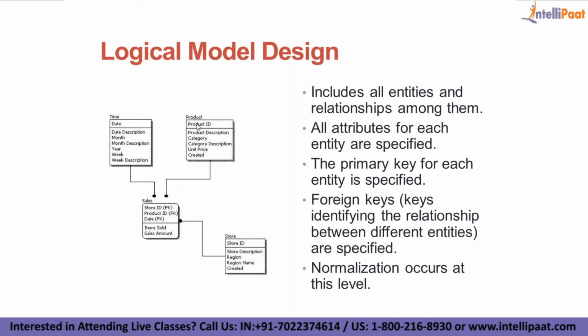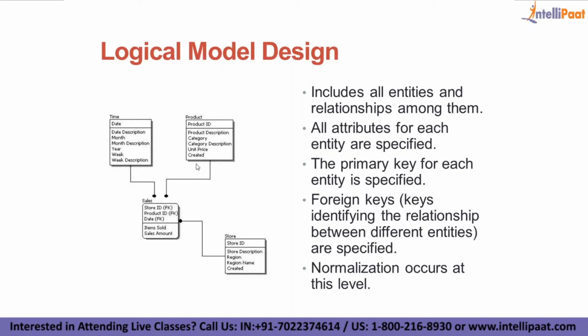So date description, month description, and year, week, all those. Whatever attributes you want to have, you can have all the attributes here. In the product entity, you can have product ID, product description, category, and category description, unit price, created time, and updated time. You can have all those. And then the store, right? The store ID, store description, which region the store is from, the region name, created date, updated date, all those you can have.